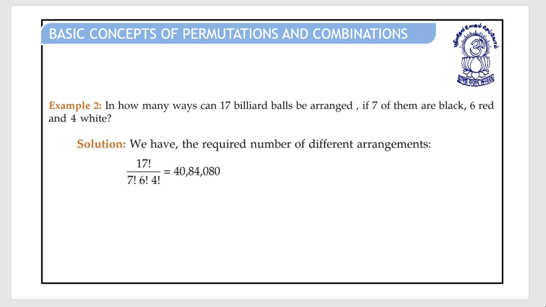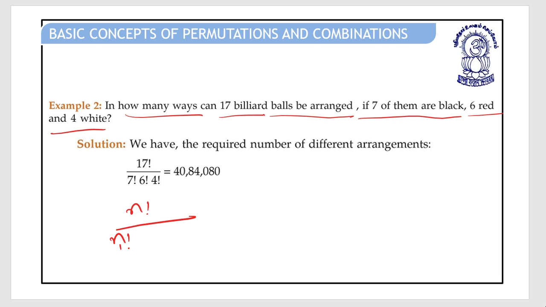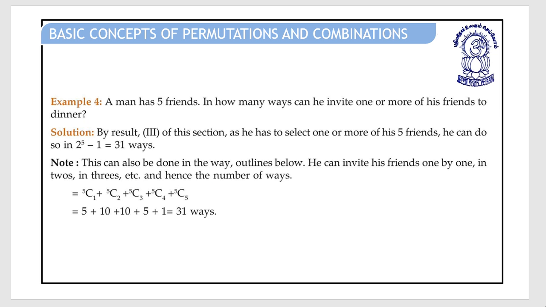Next example, example number 2. In how many ways can 17 billiard balls be arranged if 7 of them are black, 6 red and 4 white? Same way, n factorial upon n1 factorial, n2 factorial, n3 factorial: 17 factorial upon 7 factorial, 6 factorial, 4 factorial. You will get the answer 40,84,080.